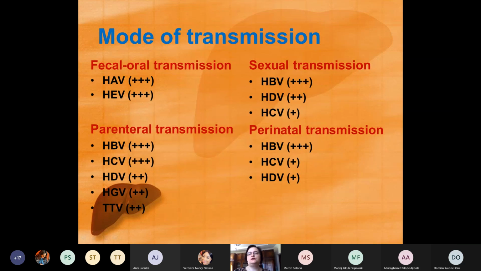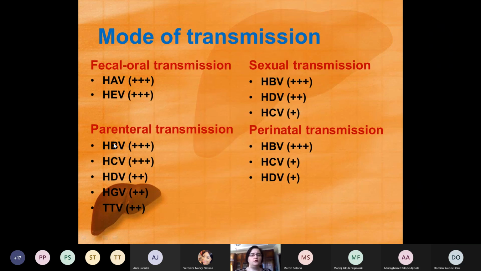Epidemiology, mode of transmission. On this slide you can see the prevalence for each hepatitis. What about the fecal-oral mechanism of transmission? This mechanism is characteristic just for hepatitis A and E in our situation. Sexual transmission is characteristic for hepatitis B, you see, 3+. For D also, because it goes along with B. For C also, but it's not a very high possibility.